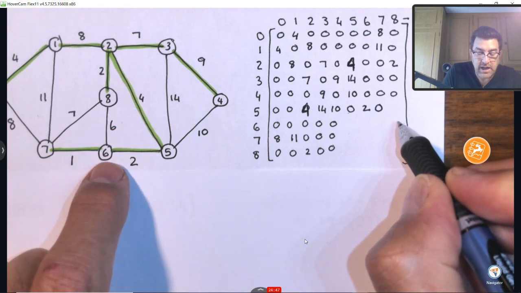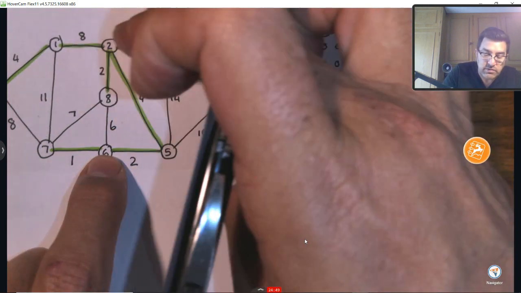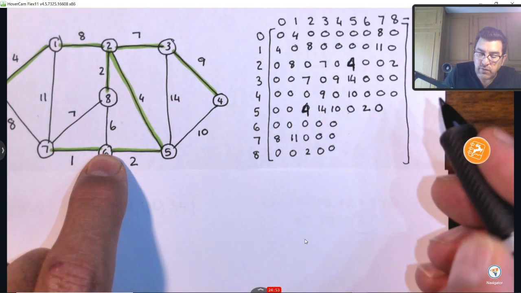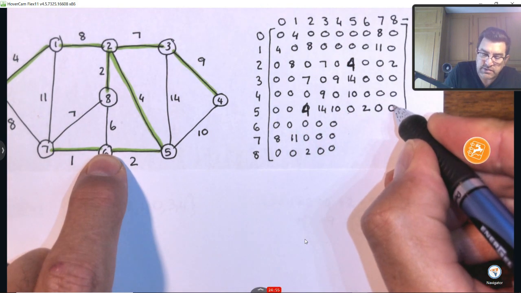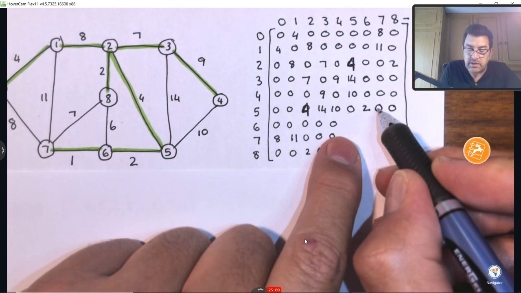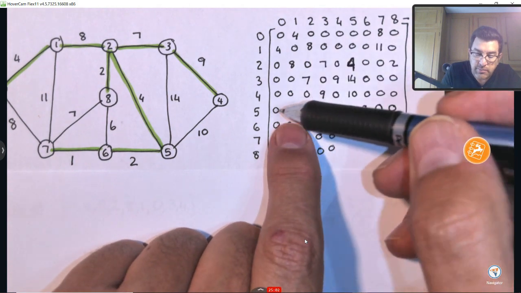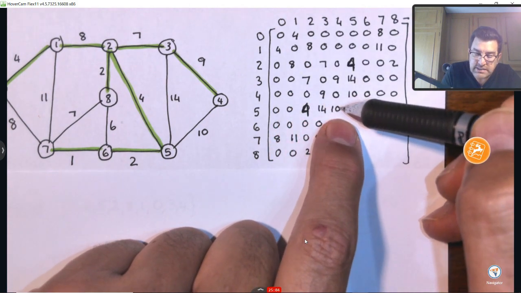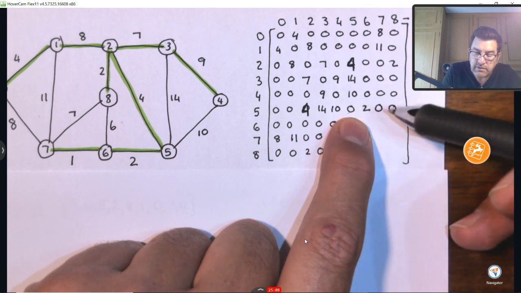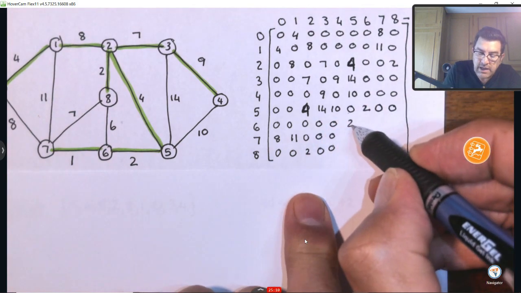Okay, so what do we have? We have 1, 2, 3, 4 connections. Let's just check. 1, 2, 3, 4, perfect. The rest are zeros. So we must bring down the column: 0, 0, 4, 14, 10, 0. Okay, and then we have 2 and 2 zeros.